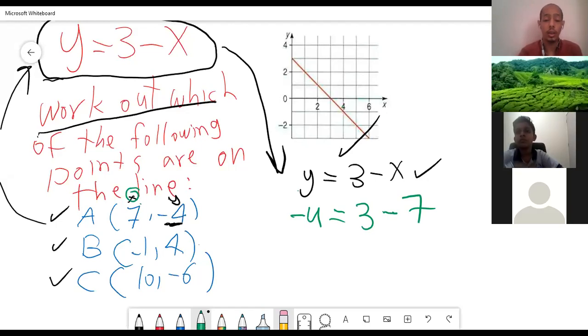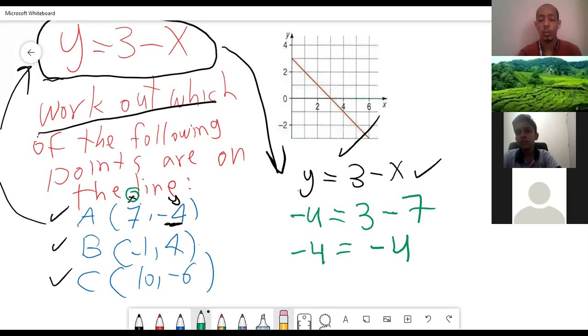Now let's check whether both sides are equal. We're going to see minus 4 equals 3 minus 7. What is the answer? Is it 4 or minus 4? Minus 4. Are both sides equal?